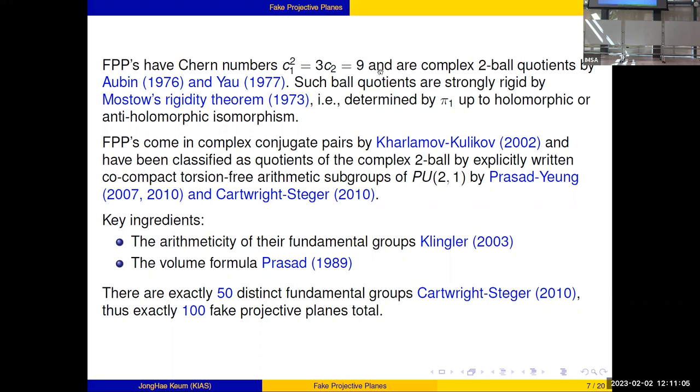In their computation, their classification, there are two ingredients, I think. One is the arithmeticity of their fundamental groups, and the other is the volume formula. So actually, you have to check subgroups of a maximal arithmetic subgroup. There is already a full list of maximal arithmetic subgroups available. So using this volume formula, you just check which subgroups eventually give you the co-volume condition, and also the abelianization of this group should be nonzero.